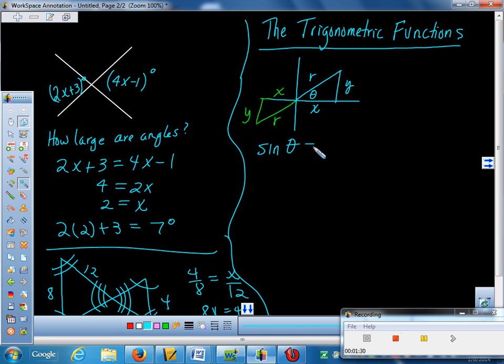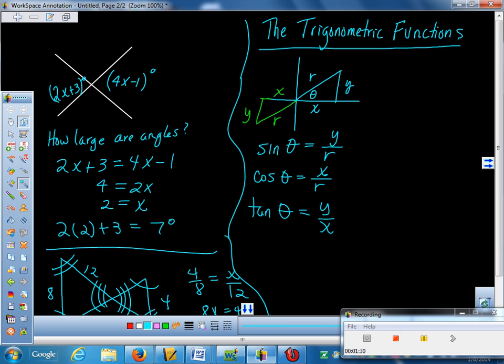ratios of sides. The Greeks way back when went, oh, okay, I want to talk about the ratio of one side over another, and they said, hey, I'm going to name it sine. Sine is the ratio side y over side r. They just defined, that's what sine is going to be. Cosine is x over r, and tangent was defined to be the ratio y over x.